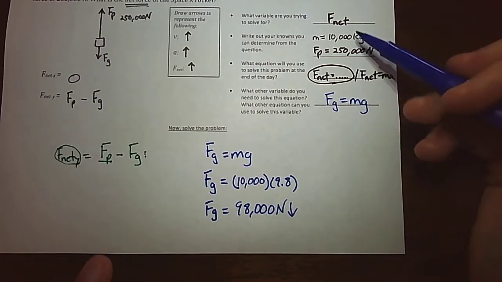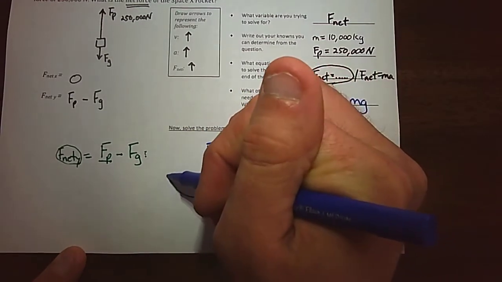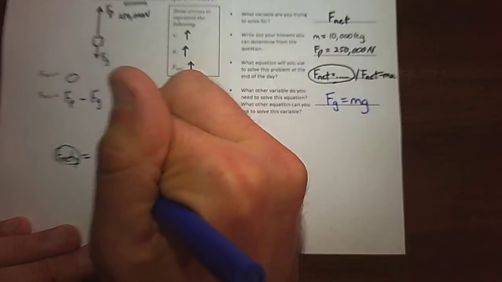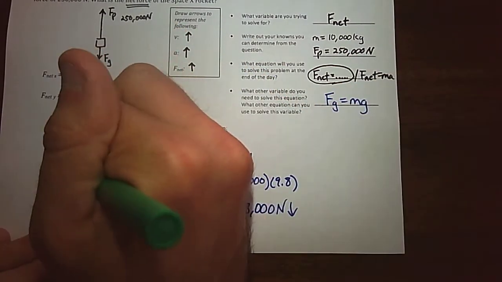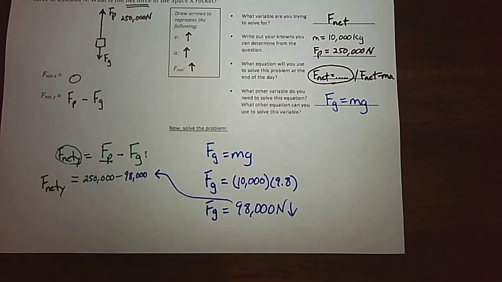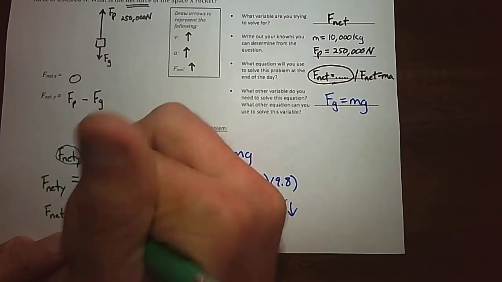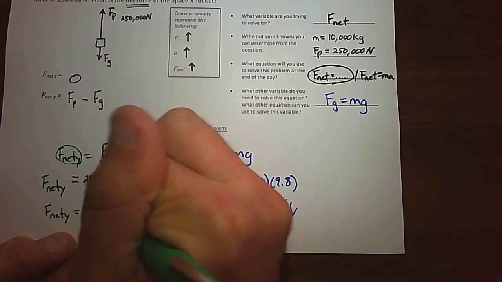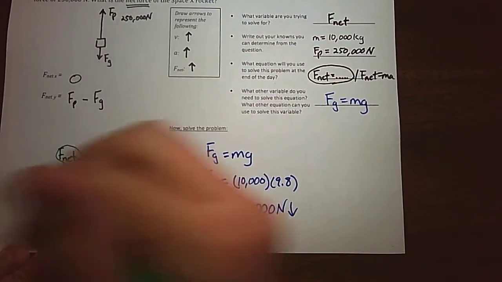So remember, at the end of the day, I'm trying to find my net force. So now I'm going to take this 98,000 newtons and plug it into the equation that I'm going to use at the end of the day. So 98,000. And then my force push, again, is one of my knowns. So that's 250,000 newtons. And that's equal to my net force, which is what I'm solving for. So when I do the math on this, 250,000 minus 98,000, that's going to give me a net force of 152,000 newtons. And again, that net force is going upwards conceptually and then also mathematically. And I've solved my problem.